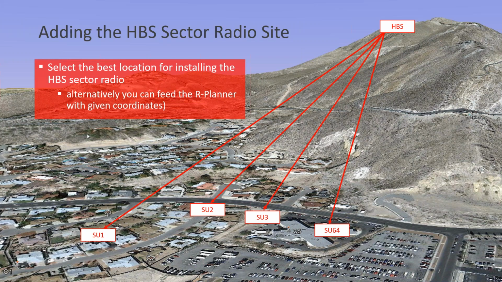Adding a base station sector site, select the best location for installing the HBS sector. Remember that HBS needs to cover more than one subscriber. It's up to 64 subscribers. In the JET dual carrier it is up to 128 subscribers. So the topology, near line of sight, non-line of sight, is very important. And when you are doing the auto-connect, remember that the auto-connect checks this topology, and if it does not find a way to put a link, it will drop the connection.